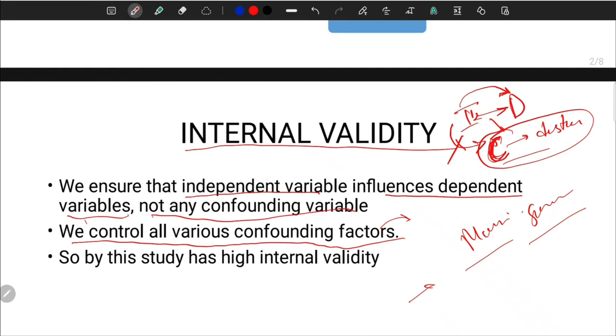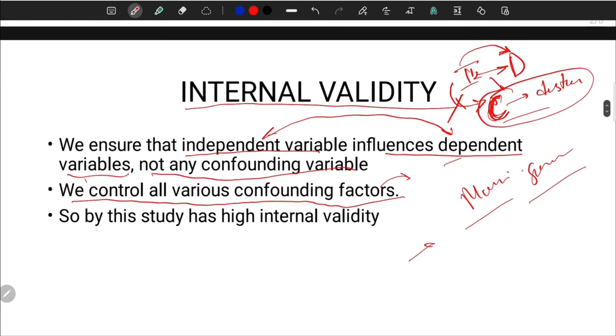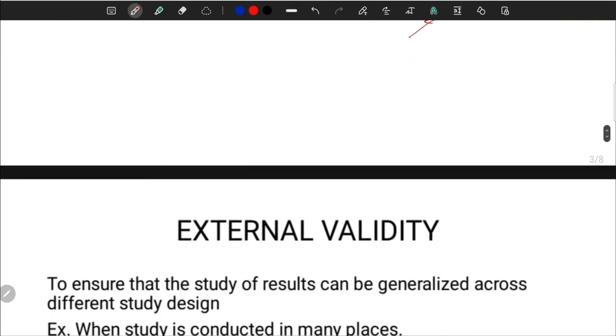Only independent and dependent variables are there, and the independent variable influences the dependent variable. By this we have high internal validity. If we do these things, then we have high internal validity. Hope you understand this.